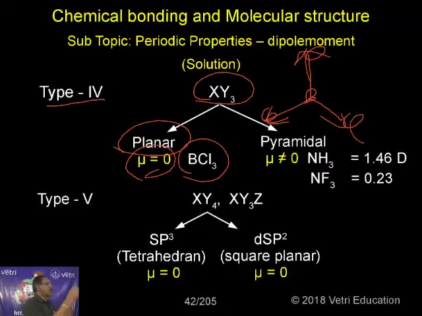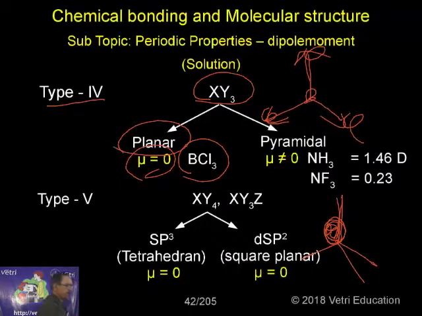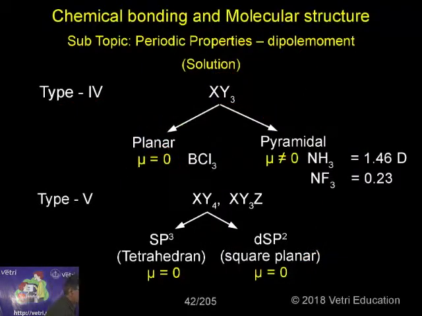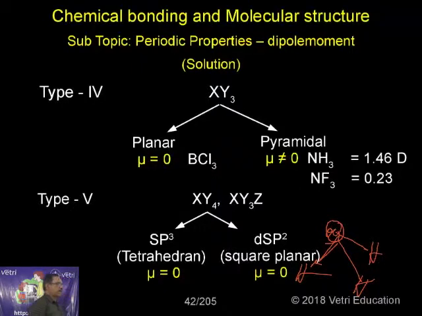Suppose in the case of ammonia, it is pyramidal. Let me write this: this is the pyramidal shape, with hydrogen, hydrogen and hydrogen, and here a lone pair. Now what will happen? The dipole moves towards this side, so this has a dipole moment. The value is 1.46. That means in the case of XY3 type, pyramidal will not have zero dipole moment. So NH3 is 1.46 and NF3 is 0.23.